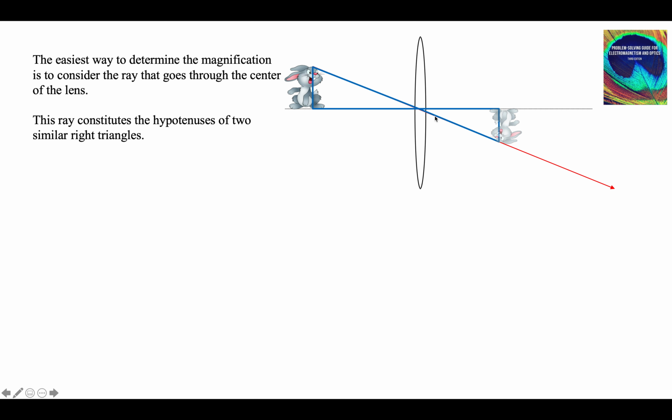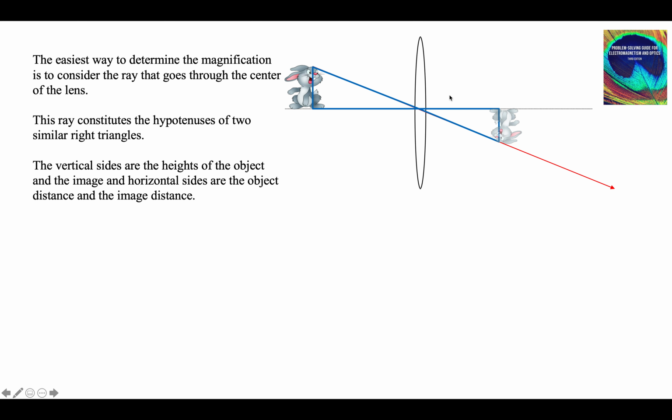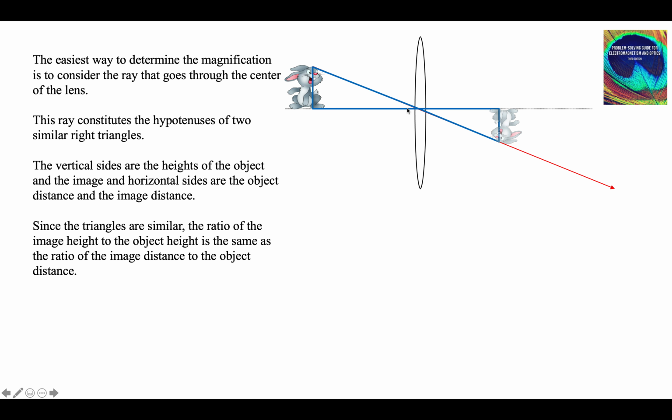These angles are the same. It's a 90-degree angle, so all three angles are the same. Those triangles are similar. The vertical sides are the size of the object and the size of the image. The horizontals, that's the image distance and that's the object distance, and the ratio of those are the same.